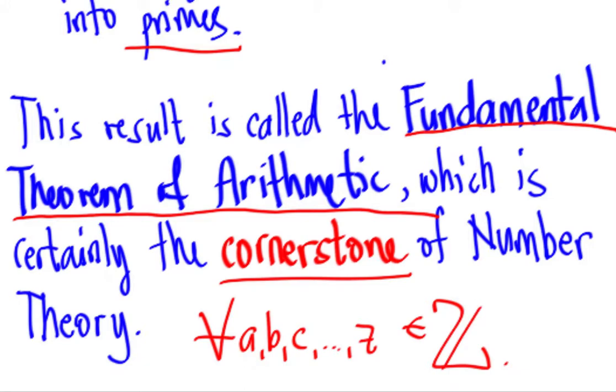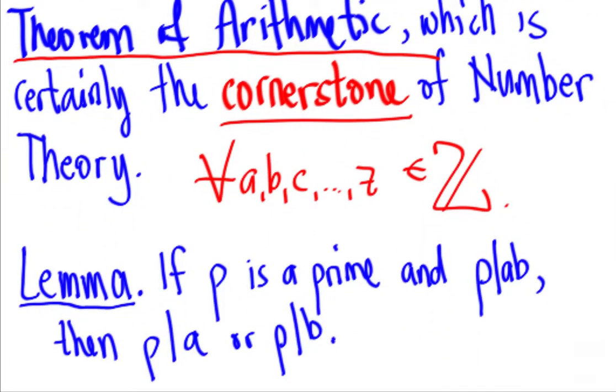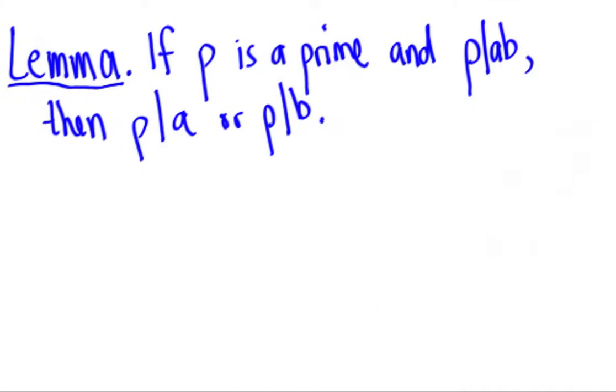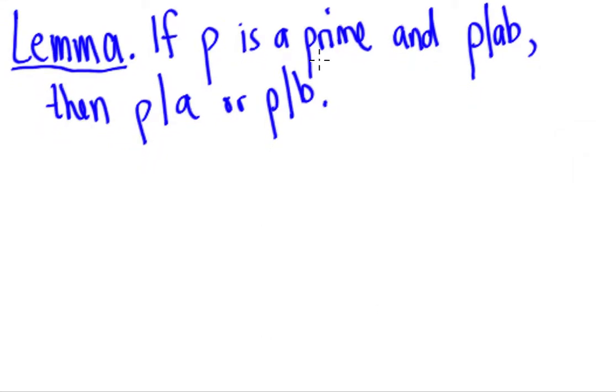Now let's have the first lemma. If P is a prime and P divides A times B, then P divides A or P divides B. Again, if P is a prime and P is a factor of AB, then P is a factor of A or P is a factor of B. So let's have a proof of that, shall we?